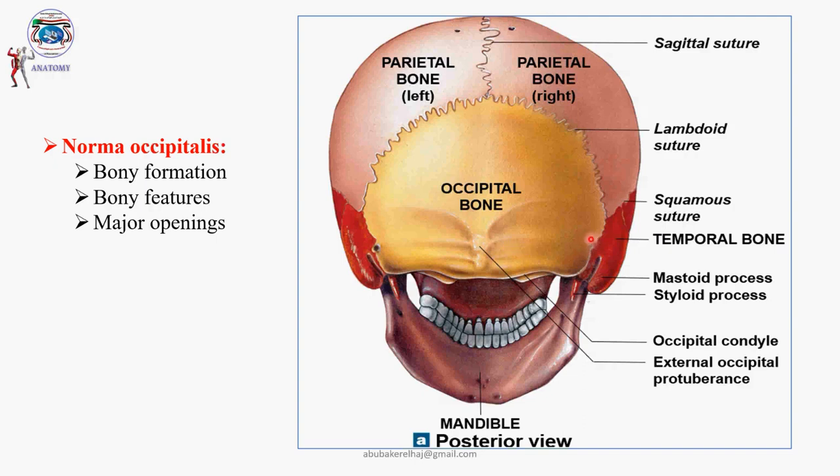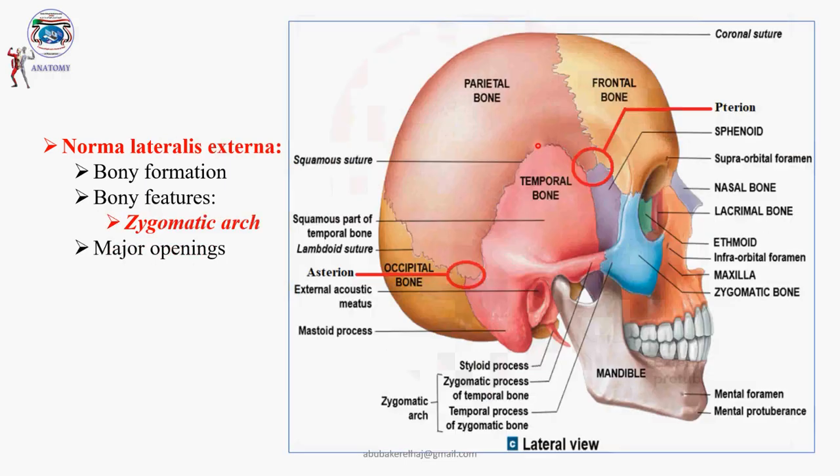Commonly, the openings in this area are the emissary openings, which communicate extracranial veins with intracranial veins to control the pressures of the brain inside.